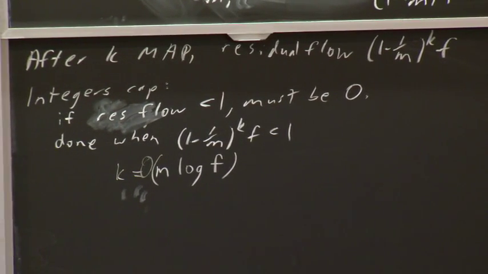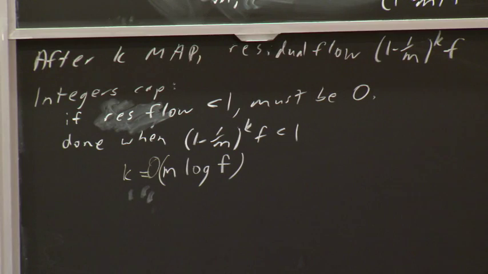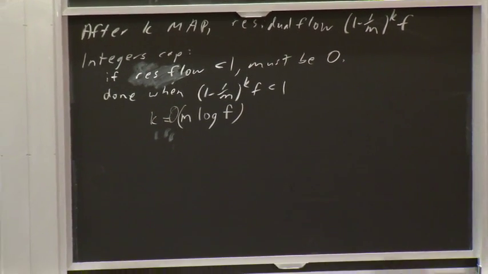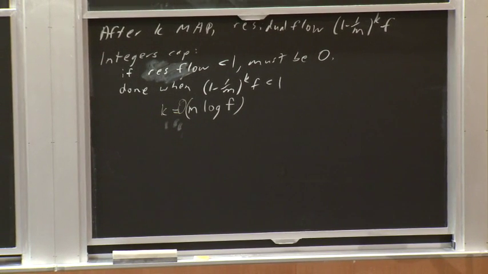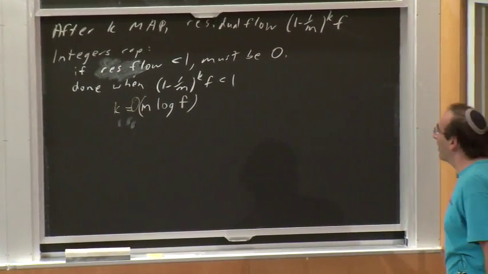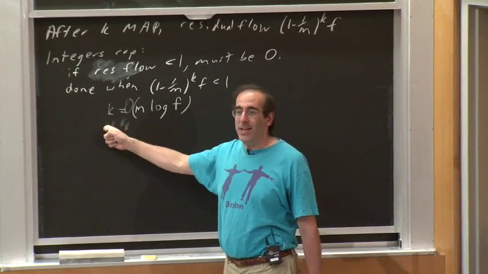Anybody want to disagree with my math? I'm quite likely wrong. What's the base? Well, that's why I put an O. Then I don't have to figure it out. I think it's actually a natural log, but we don't care. Okay? Good. So now we have a runtime.